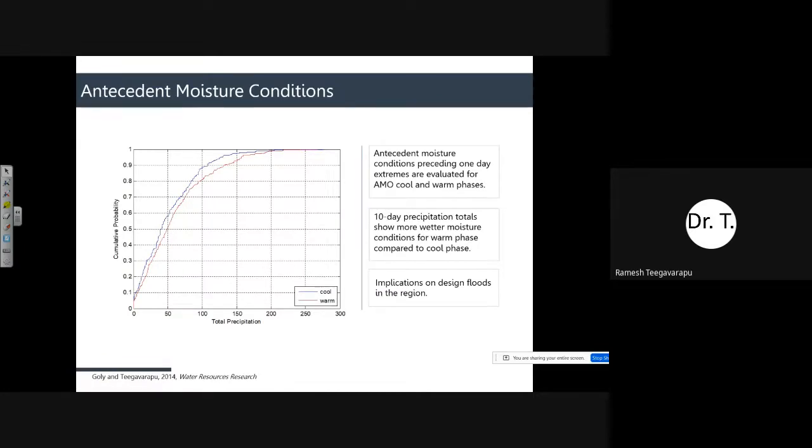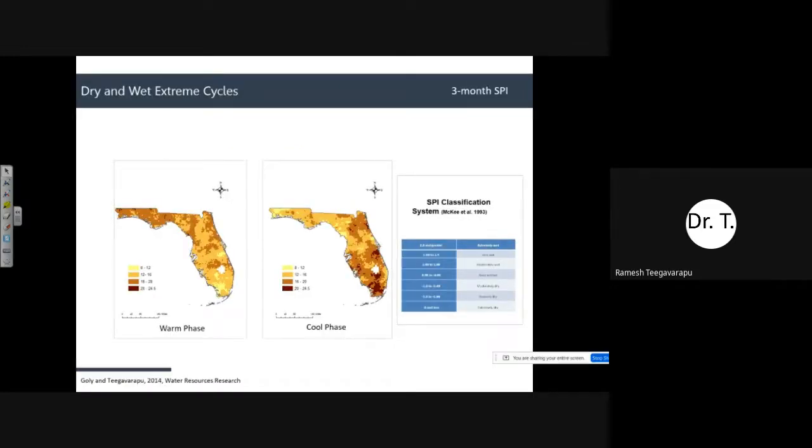We also looked at the antecedent moisture conditions. We actually looked at the previous 10-day rainfall values before the extremes. So when we look at that, we found out that the antecedent moisture conditions for cool and warm phases, as you can see, that the warm phase has a higher chance of wetter moisture conditions compared to cool phase. So this has implications on the floods, because if you're in a particular oscillation phase and then an extreme happens, you are more likely to have a higher flood than if it is happening in the other phase. So you have to attach a significance to the oscillatory mode.